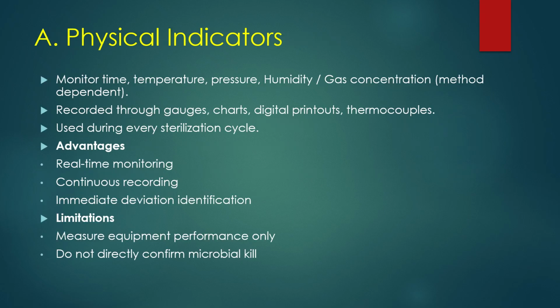Let's see physical indicators. Physical indicators monitor critical sterilization parameters such as time, temperature, pressure, and humidity or gas concentration depending on the sterilization method. These parameters are recorded using gauges, charts, digital printouts, and thermocouples during every sterilization cycle. They provide real-time monitoring with continuous recording and help in immediate identification of process deviations. However, physical indicators assess equipment performance only and do not directly confirm microbial destruction.